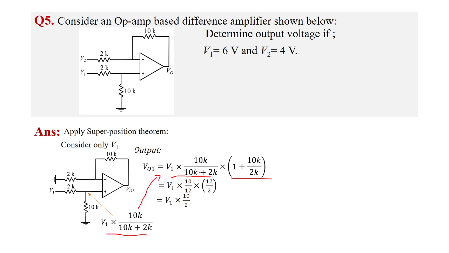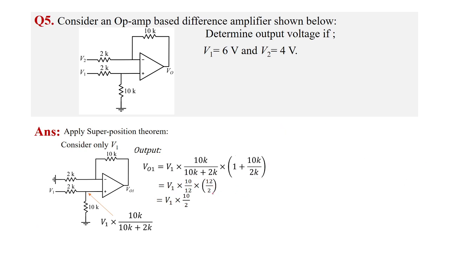So V into 10k by 10 plus 2, that is 12k. So 10 by 12, V1 into 10 by 12, and what is this? I multiplied by 2 here, so it will be 12 by 2. So I cancel 12, and V1 equals 10 by 2, or V1 into 5. 5 V1 is the voltage due to V1. Okay, I think it's clear.